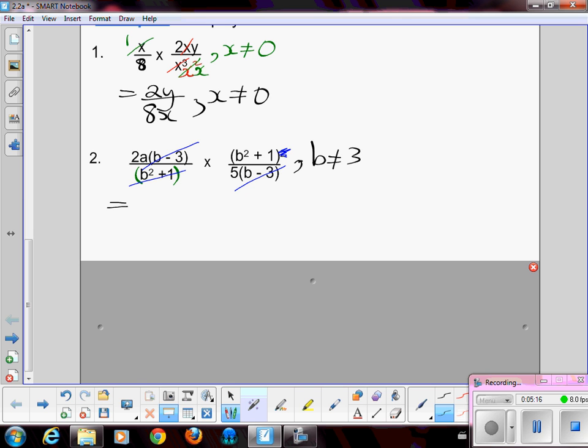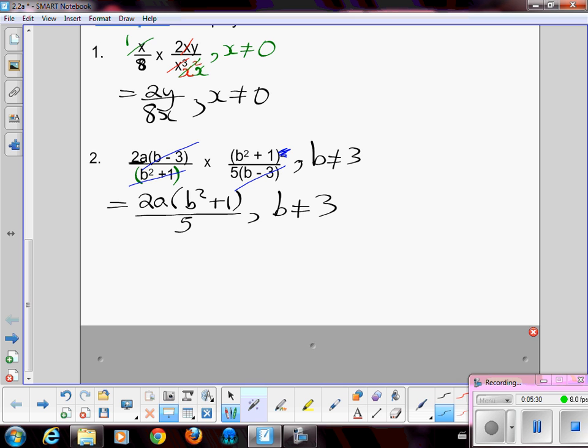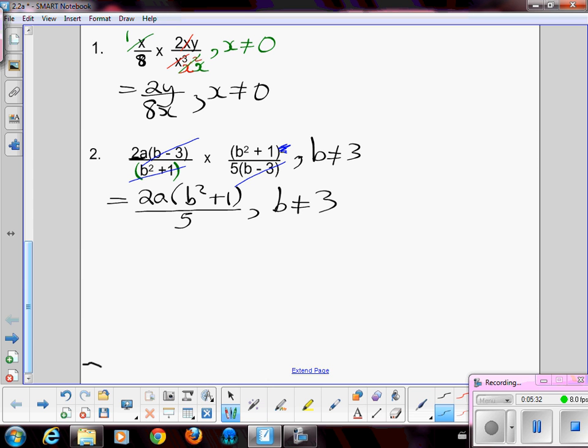So here I have a 2a, and it gets multiplied by the b squared plus 1, and in the denominator I have the number 5. And finally I state my restrictions. Okay, and that's it for that page. And we'll go over to the next one.